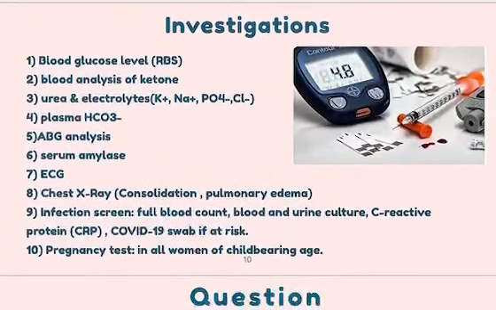Now, what are the investigations you have to do for the diagnosis of diabetic ketoacidosis? We have to do blood sugar level, blood analysis of ketones, urea and electrolytes, plasma bicarbonate level, ABG or arterial blood gas analysis to know the status of metabolic acidosis, serum amylase, ECG, chest X-ray if there is any consolidation or pulmonary edema, and infection. For infection, we have to do CBC or full blood count, blood and urine culture, and lastly pregnancy test.